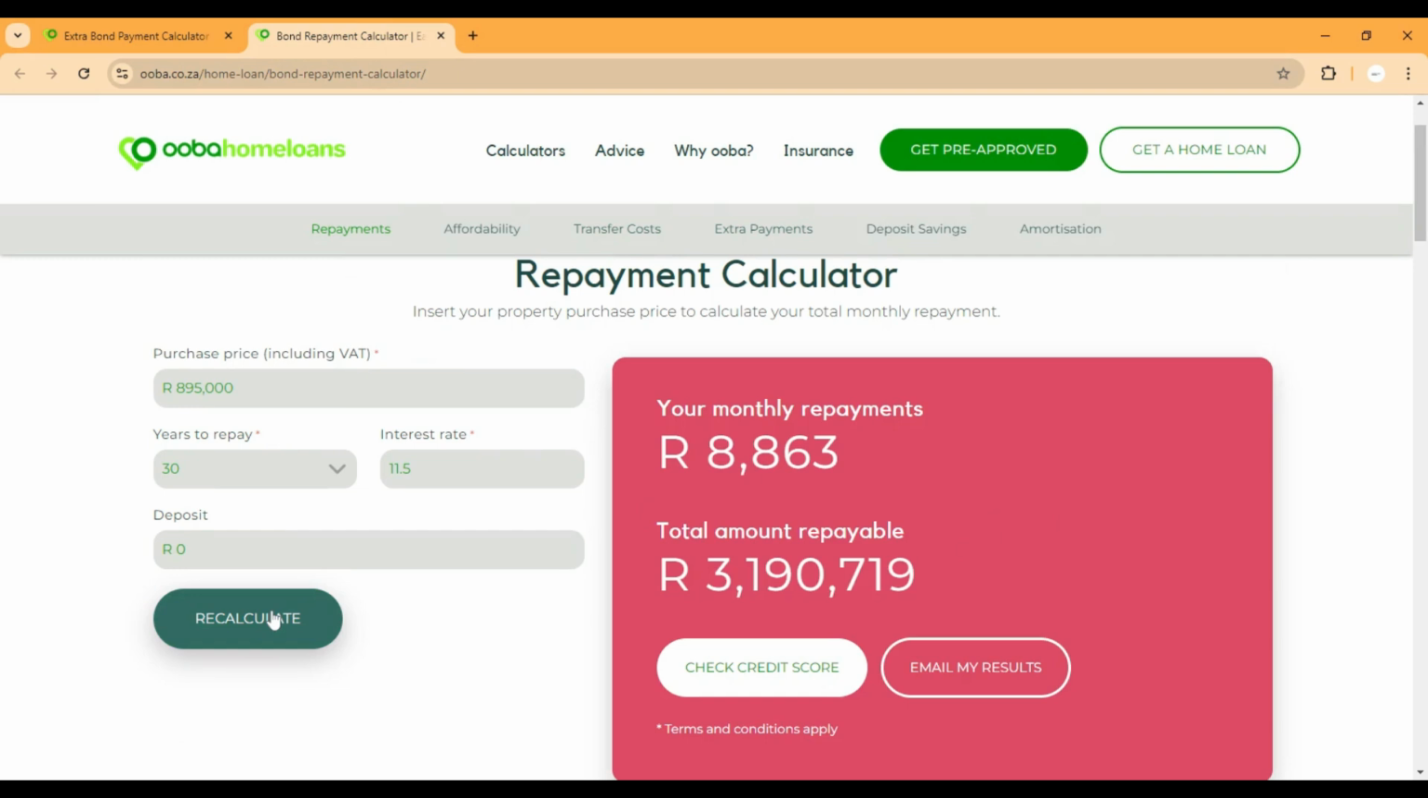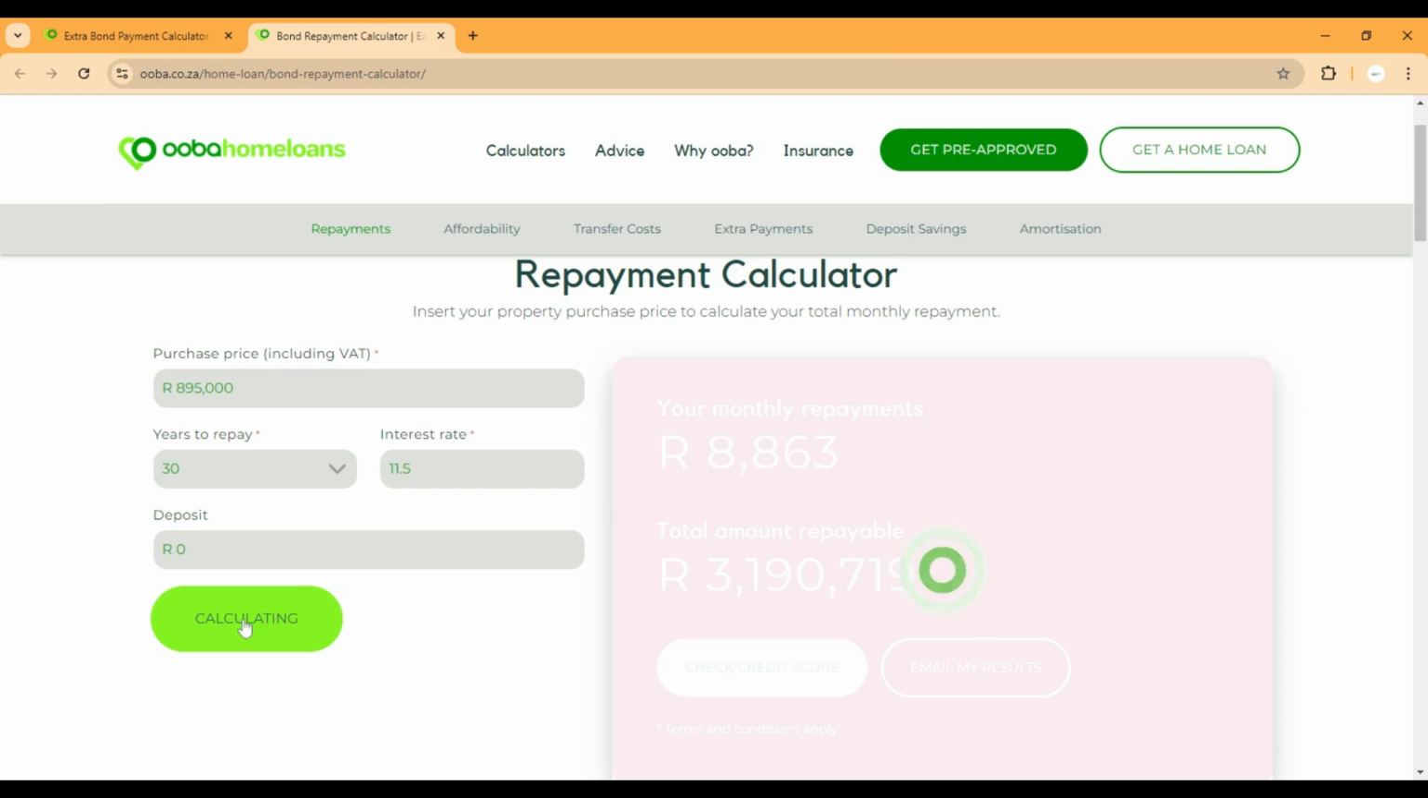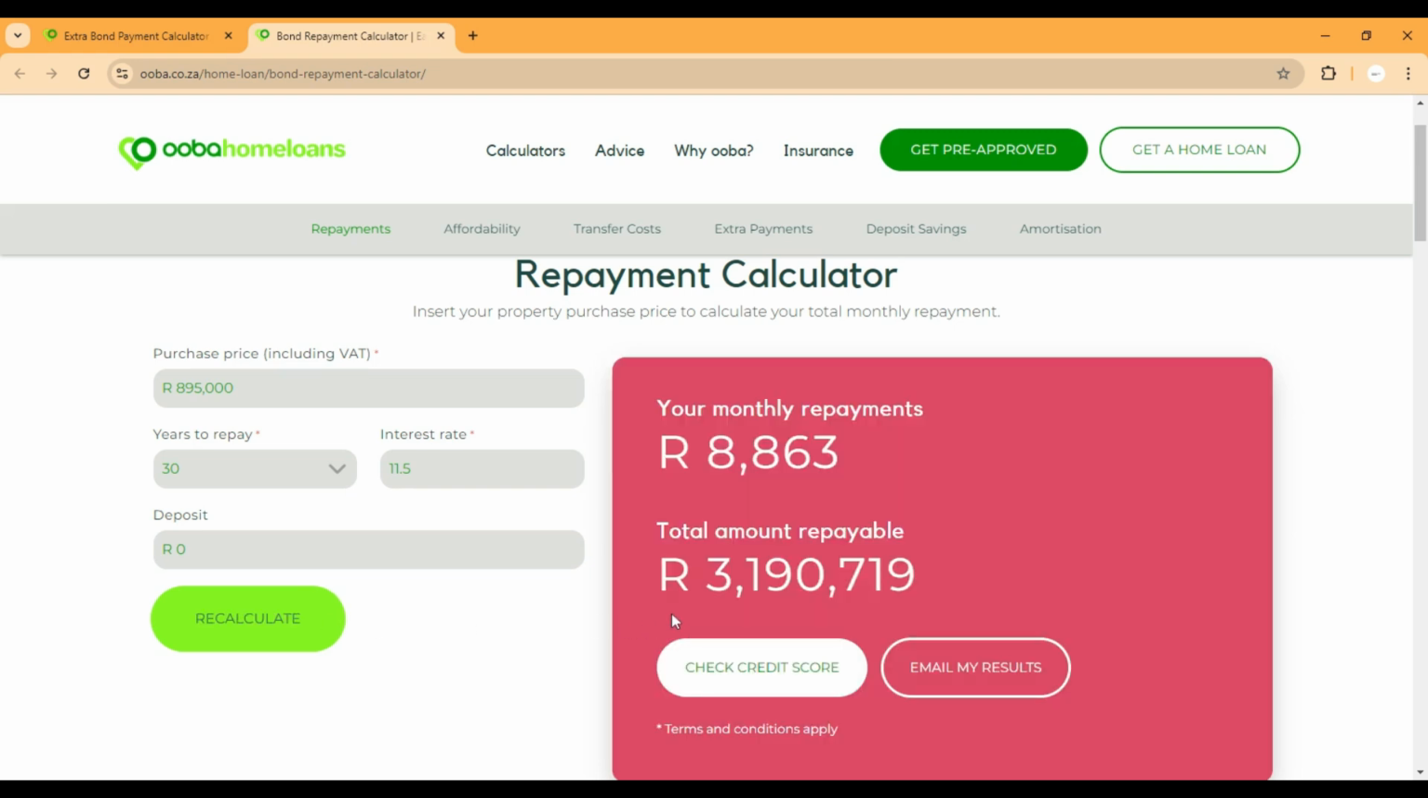So looking at the same amount of money and 30 years, we said 8,863, same amount. And when we calculate it, it says we need to pay back the total amount repayable for that 895,000 rand home loan. So you're going to pay 3.1 million. Let's keep it short. So that's how much you're going to pay back in 30 years if we decide to go long.